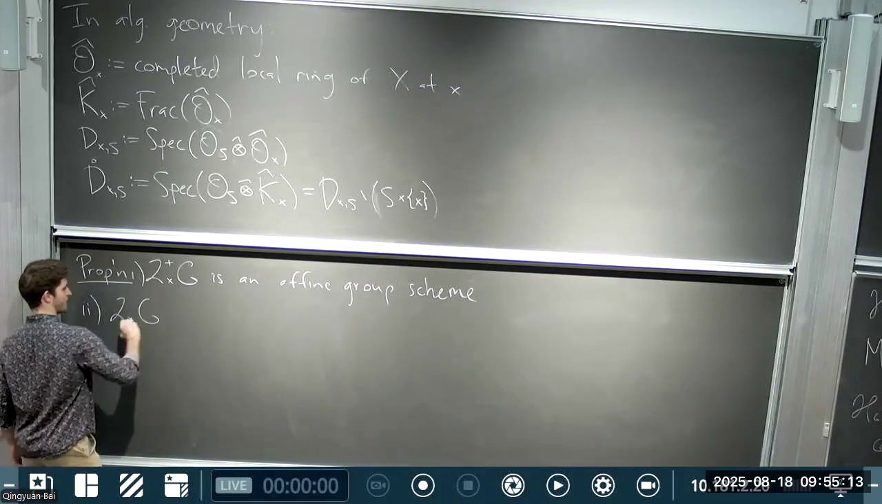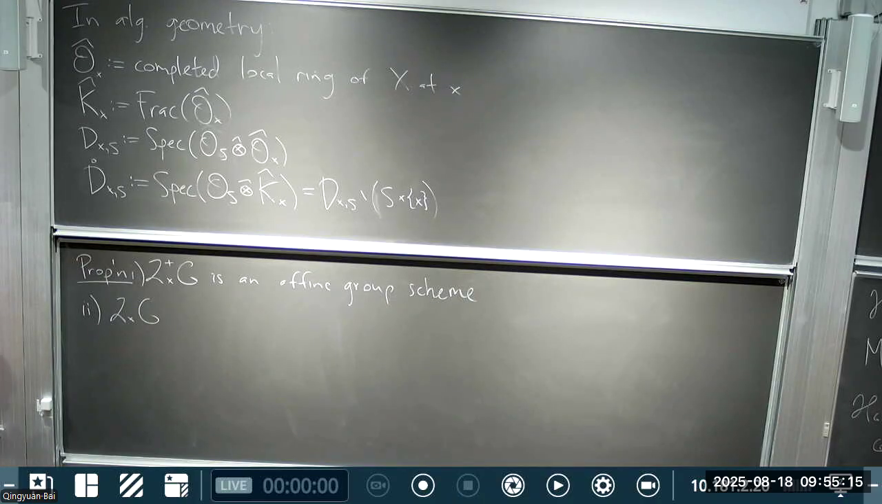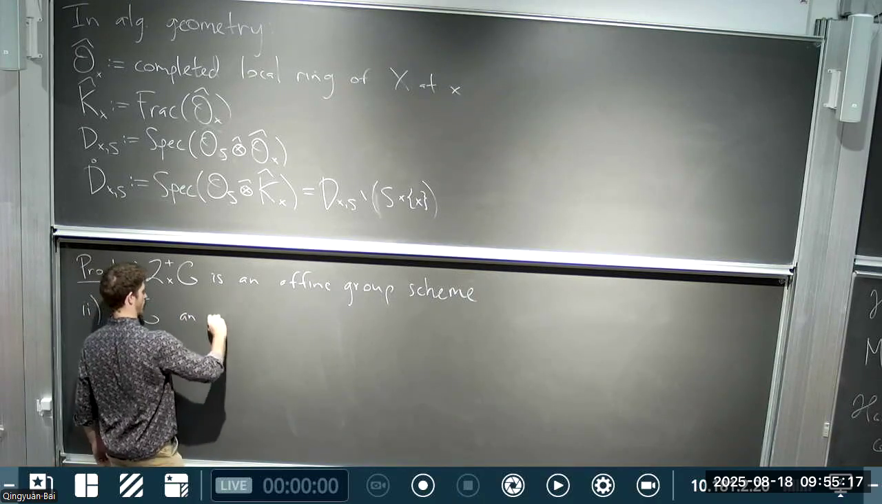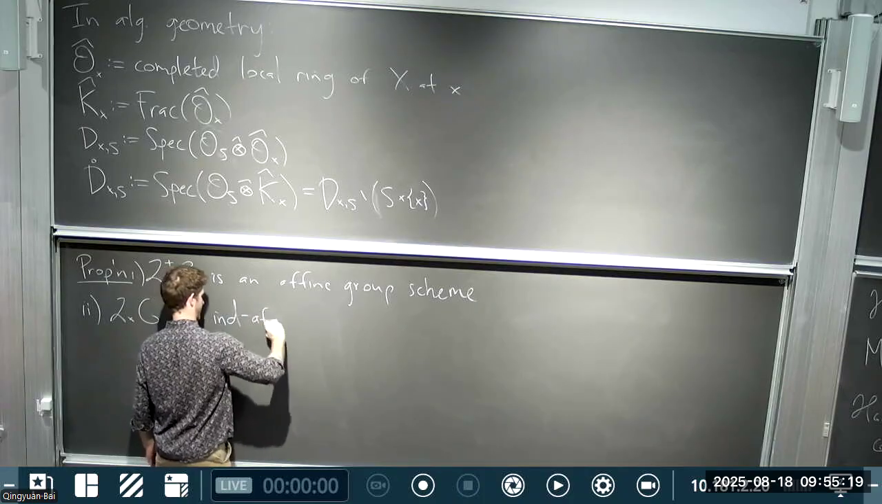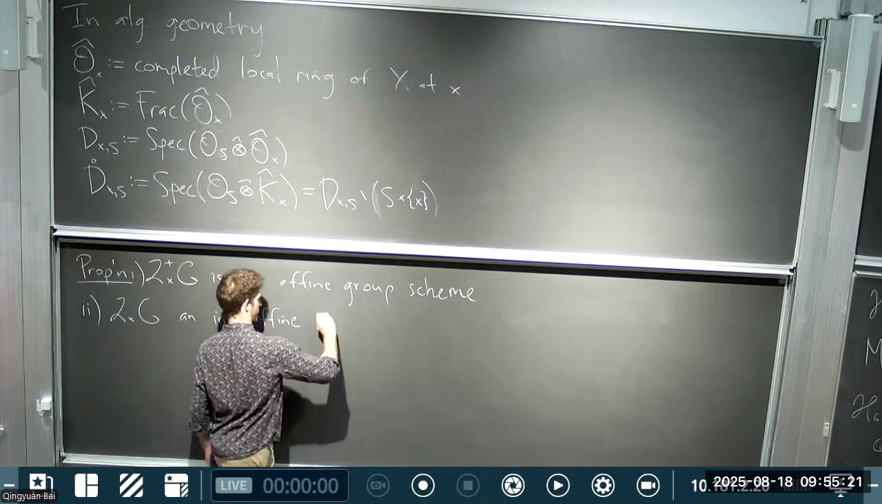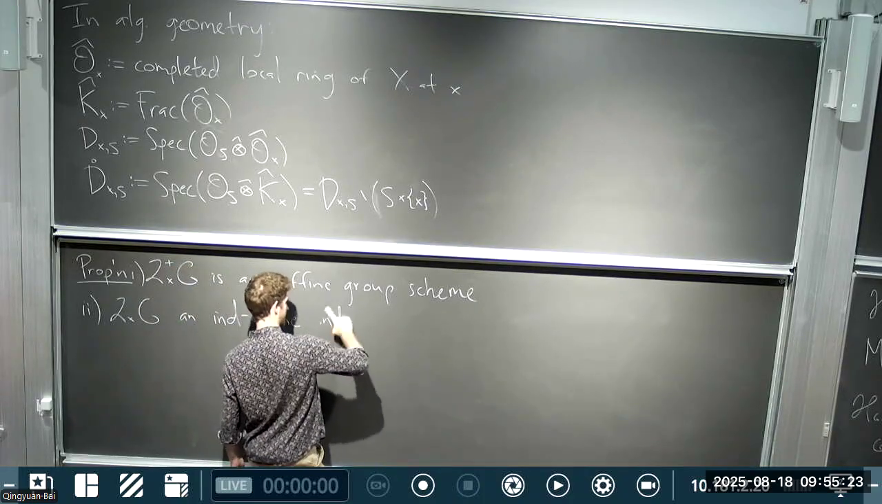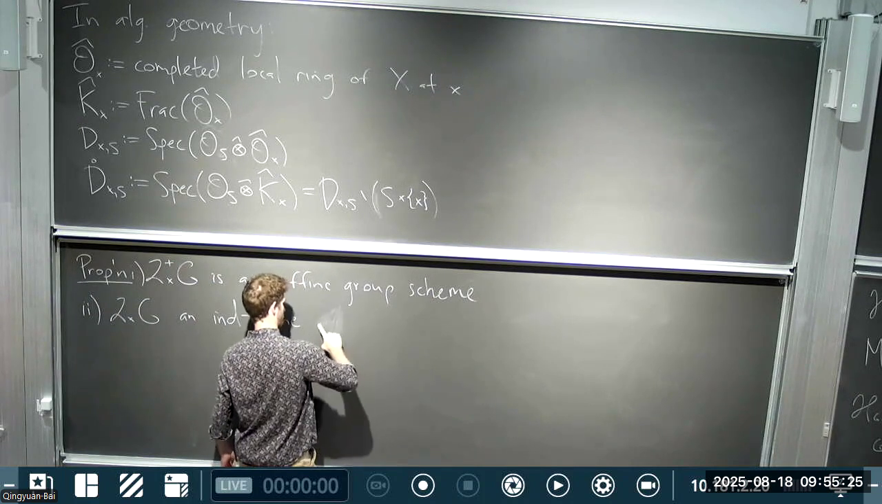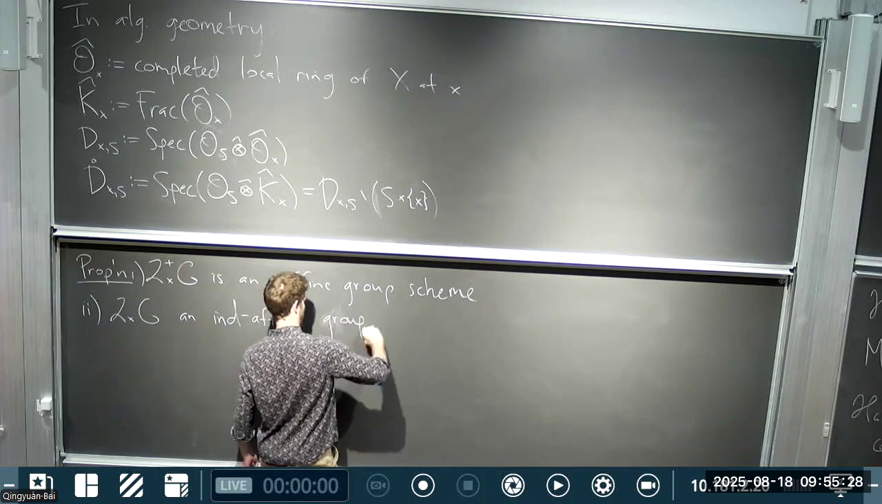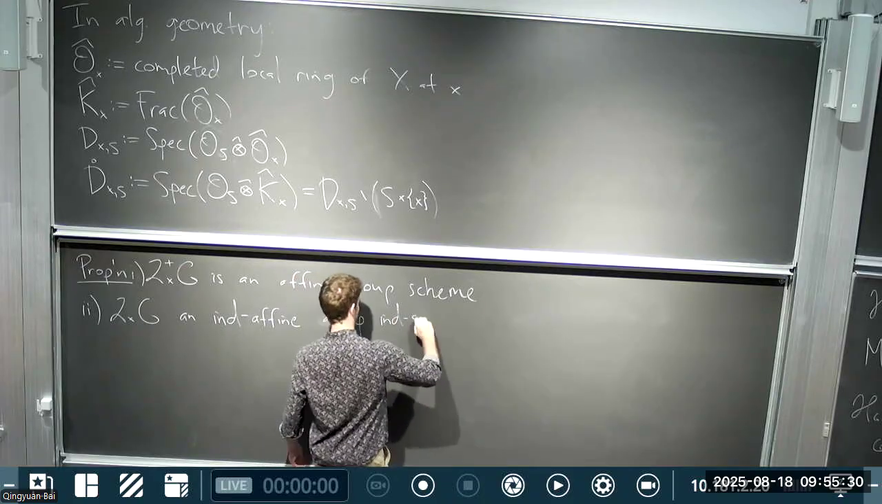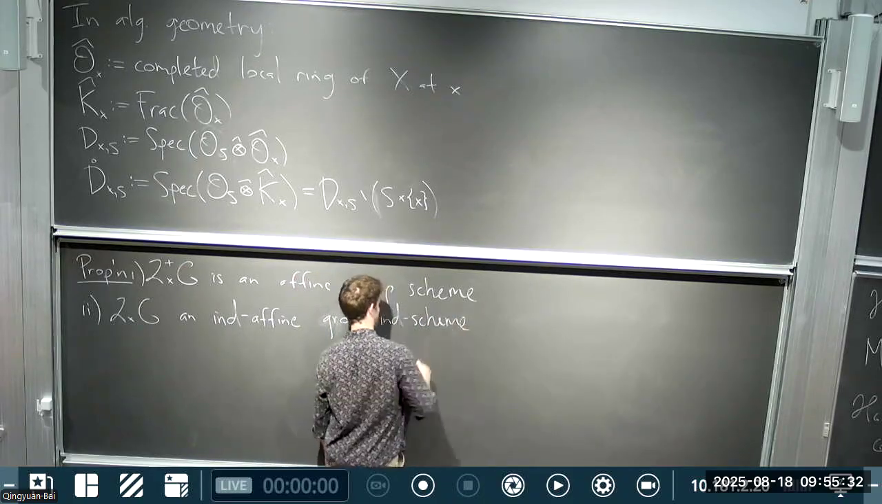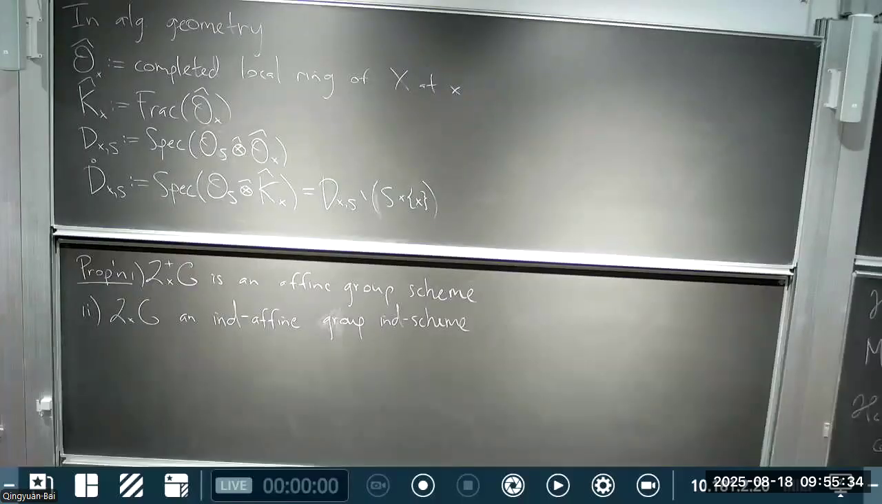The loop group itself is sort of the more exotic kind of object, so it's an ind-affine group, sorry, a group ind-scheme. I should be careful when I say that, so I'll say what I mean. Okay, so this is some algebro-geometric mumbo jumbo. So first of all, what do I mean? The arc group is an affine group scheme. I didn't say algebraic group for a reason, because it is of infinite type.